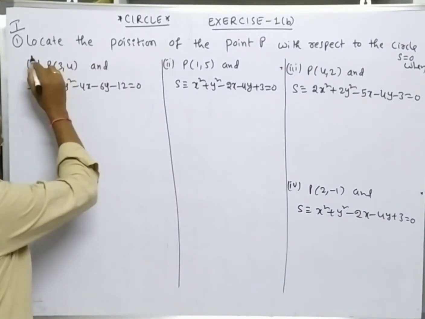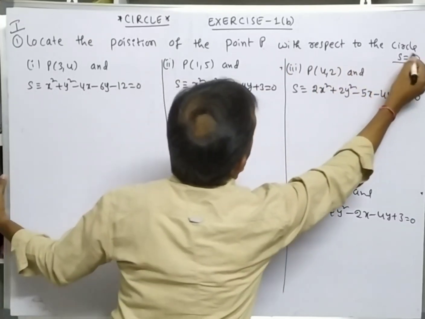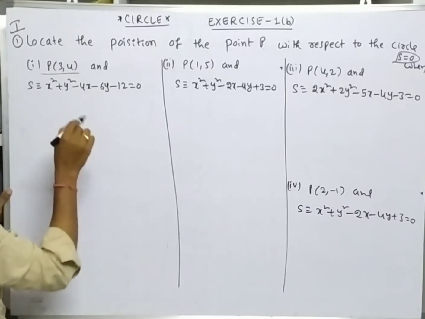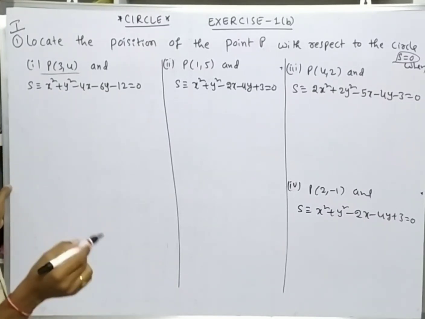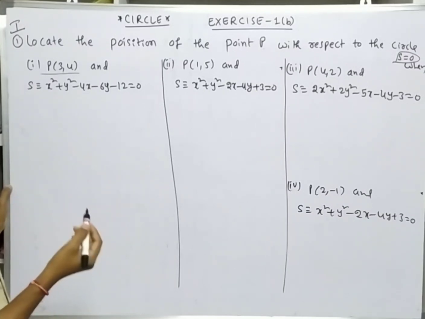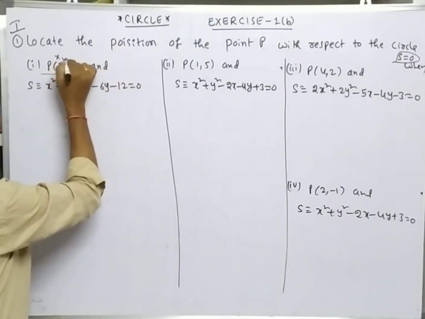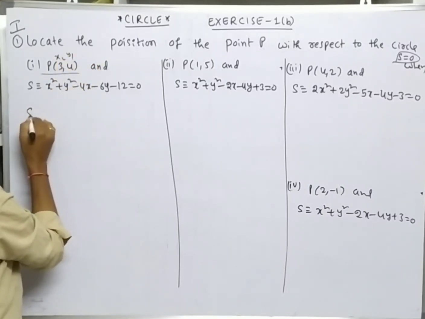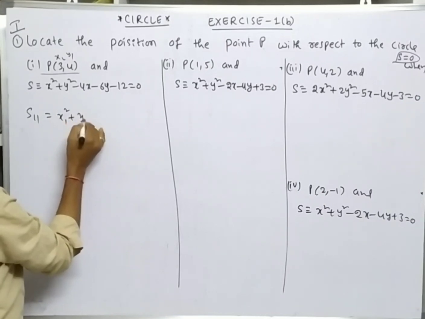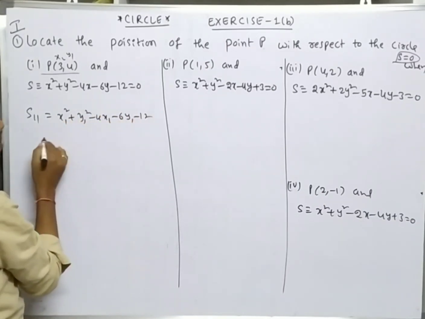Now here, locate the position of the point P with respect to the circle S is equal to 0. Here in the first problem a point is given and a circle is given. We should find the position of the point. What is the formula to find the position of a point with respect to the circle? That is S11. Let us take this as x1, y1. Now we should find S11. What is the notation? x1 square plus y1 square minus 4x1 minus 8y1 minus 12.